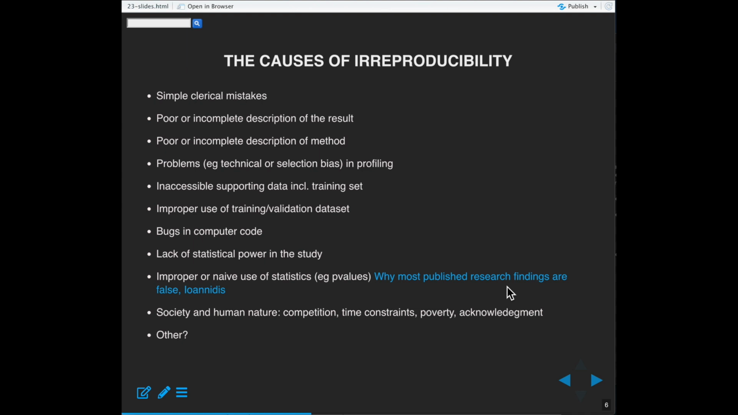Okay. Then there's other issues that we have to acknowledge that contribute to irreproducibility. Society and human nature. We compete, and it doesn't mean that we need to be dishonest, but it does mean that it forces time constraints. We need to move fast. Poverty, we can't generate a big statistical study with a lot of power if we don't have enough money to gather those tumors and to profile them properly and to guarantee enough sequencing depth, enough replicates, etc. And so we're sort of forced to cut corners.